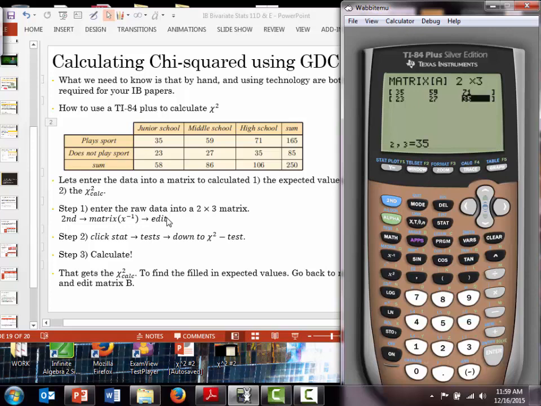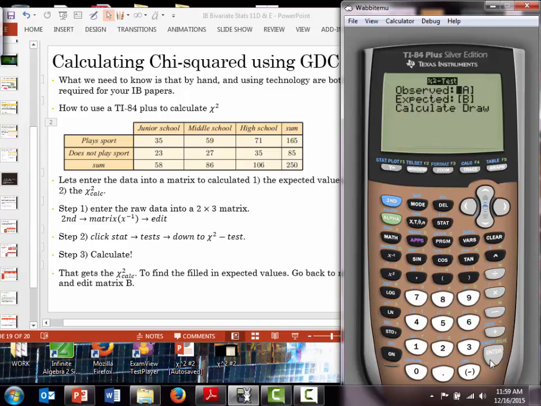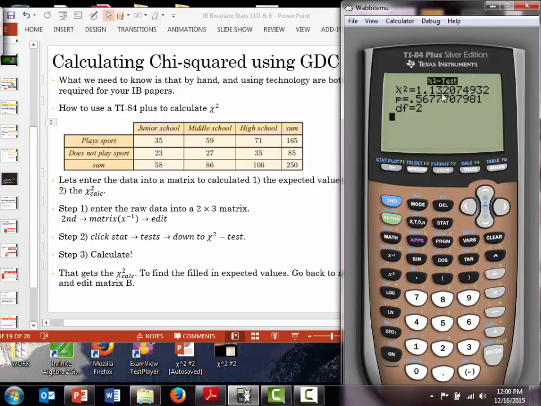Step 2, we're going to click Stat. We're going to go over to Test. If you keep scrolling, you can scroll up and it'll go down to chi-squared test. We select that, press Enter. We have our observed and our expected, and then we go ahead and calculate. That gives us our chi-squared value of 1.132.